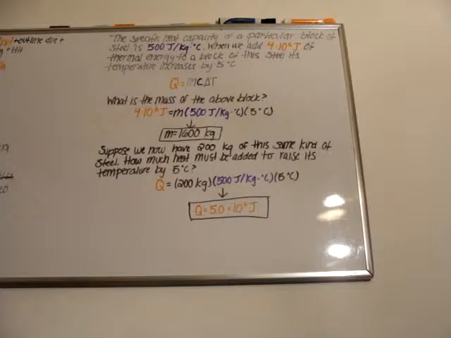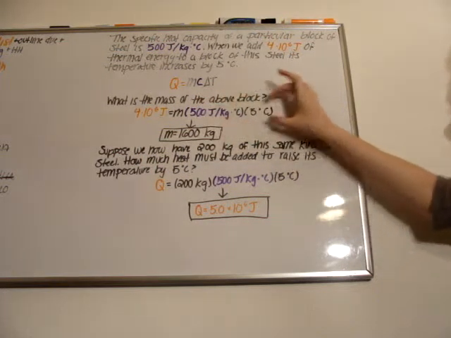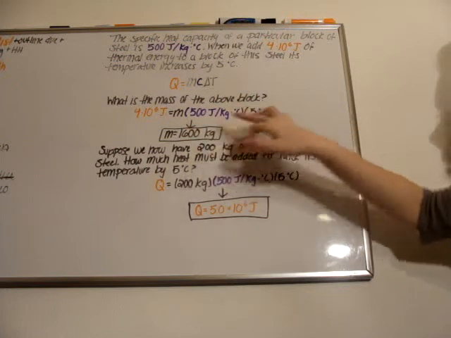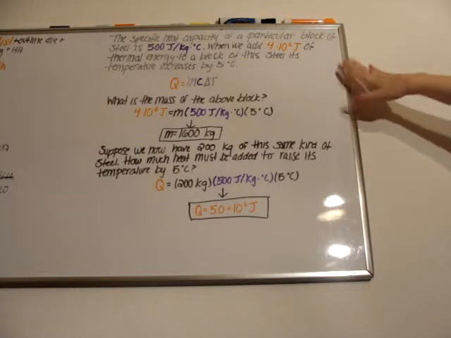And when you simplify all that out, you multiply these two together, and then you divide this value by these two multiplied by one another, you get a total of 1,600 kilograms. So that's your mass for the above block in here.